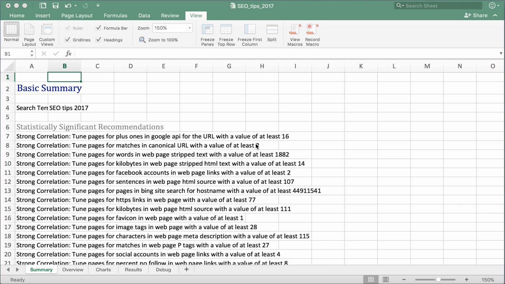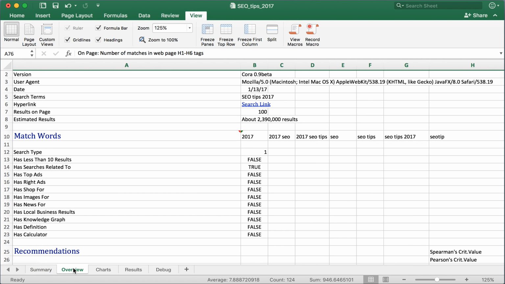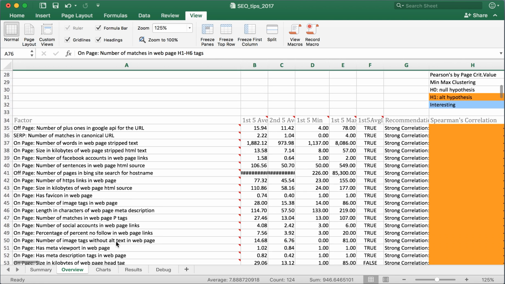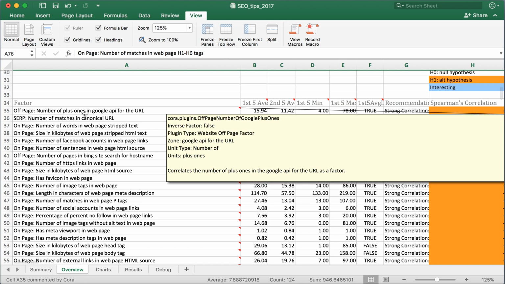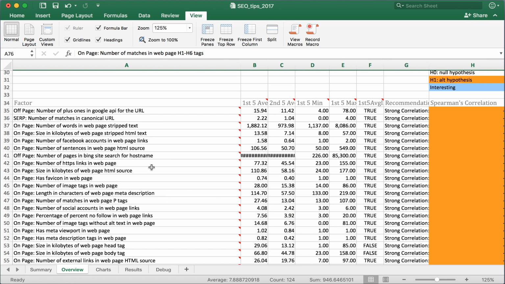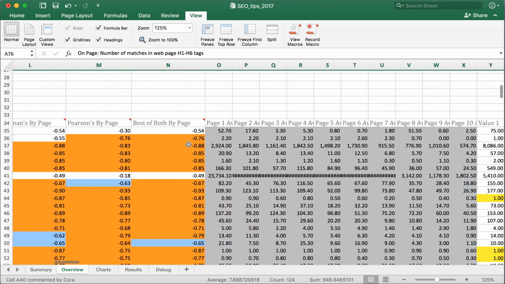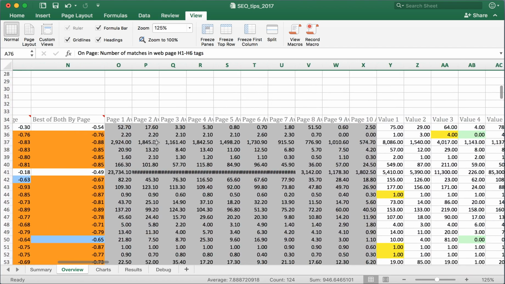But what we want to look at is the overview tab. So I switch tabs, and the overview tab has our measurement data and our correlations. If I scroll down, here we have our correlations by row. Each factor has its own row. If I scroll over, we have measurements by page.